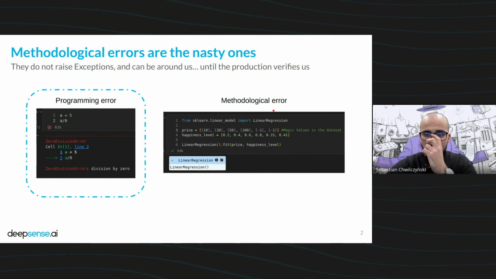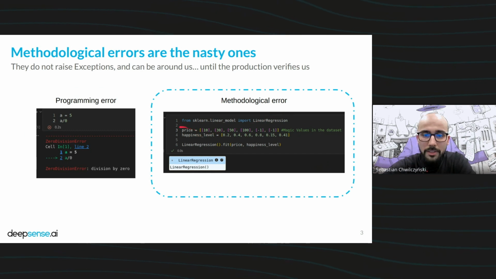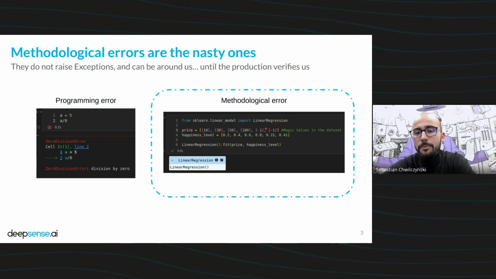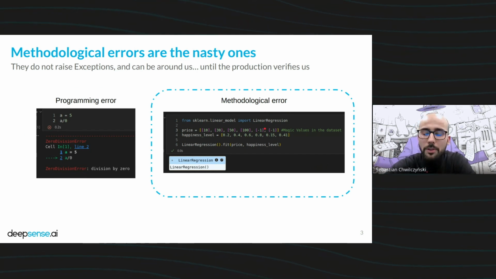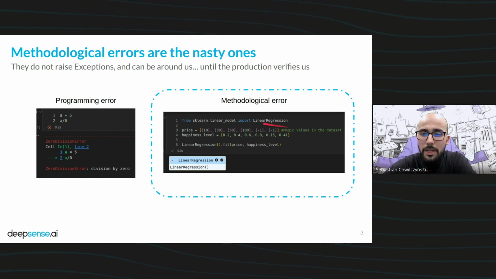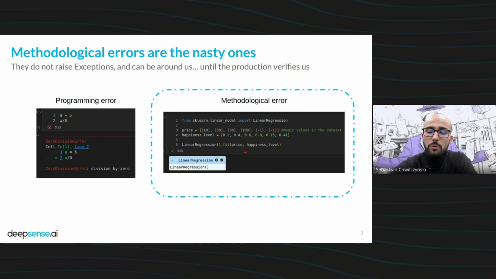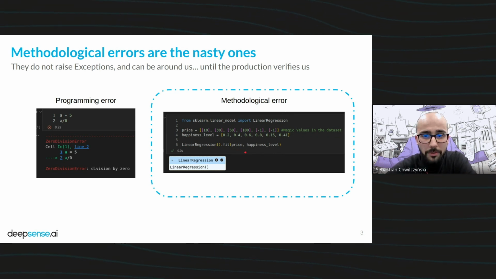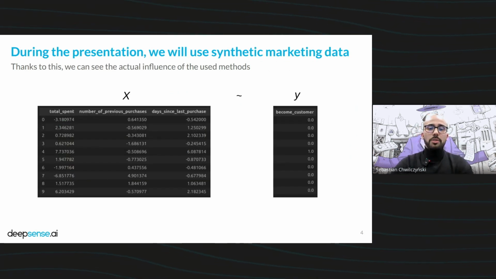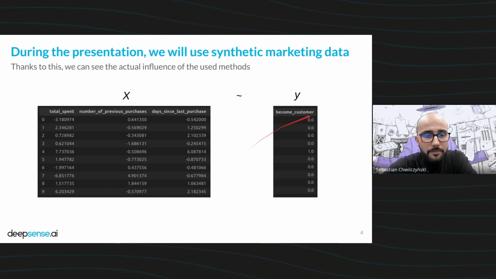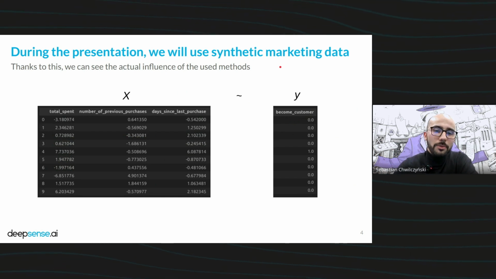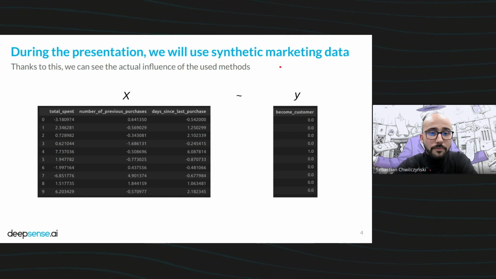In a methodological error, on the other side, for example, we have this data where the samples are correct, and the last one gets a -1 value, which is probably a magic value, denoting something weird that we don't know. But when we don't inspect this data and train linear regression, it's happy with that, and the model will be trained. So these are the errors we want to prevent. And during this presentation, I will be using synthetic data, and these will be marketing-related problems, just to know the actual influence of the used methods.